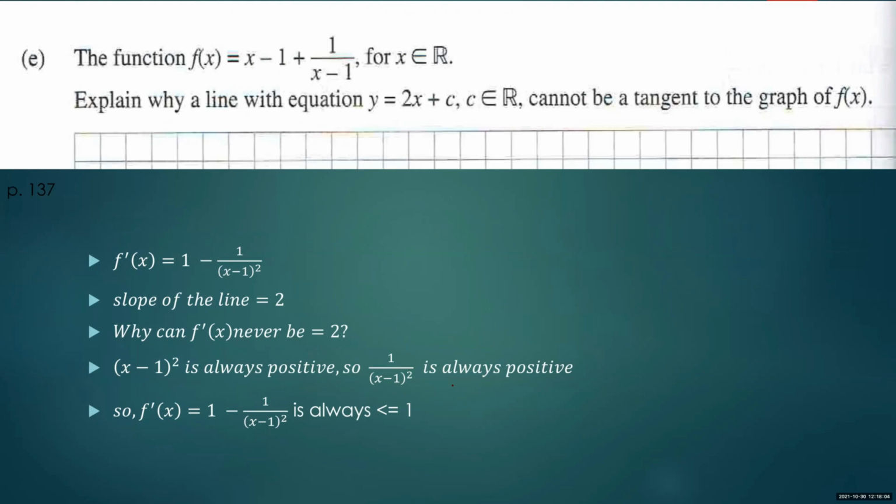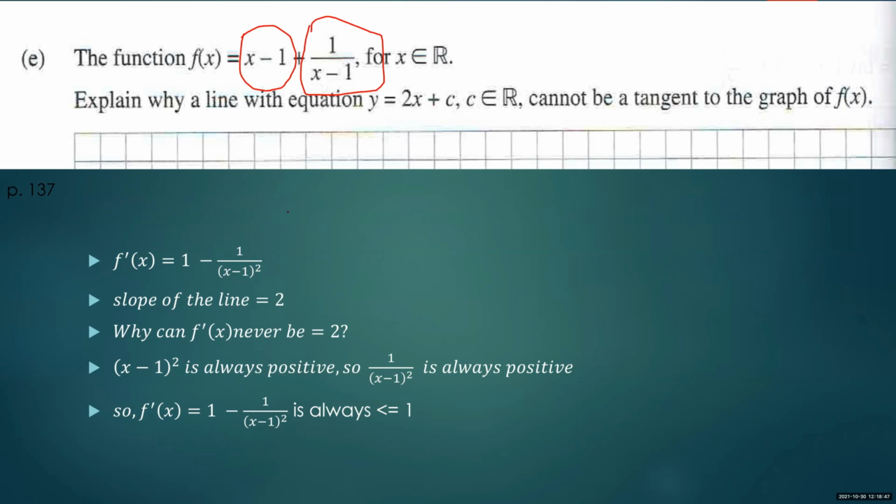And so our next question, f of x is equal to x minus 1 plus 1 over x minus 1 for all real x. Explain why a line with the equation 2x plus c cannot be a tangent to the graph of f of x. So let's get f dash of x first of all and figure out what the slope function looks like. So f dash of x, if you differentiate x minus 1, you get 1. If you differentiate 1 all over x minus 1, you get minus 1 over (x minus 1) all squared.